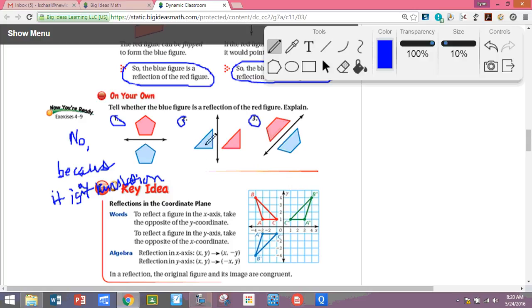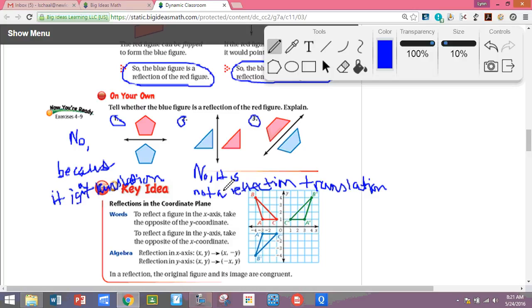Number 2, what about number 2? Number 2 is the same thing. It is not a reflection. It truly is, again, a translation. And these should be in sentences, okay? I'm kind of shortcutting it, but yours should be in sentences, kind of like the first one.